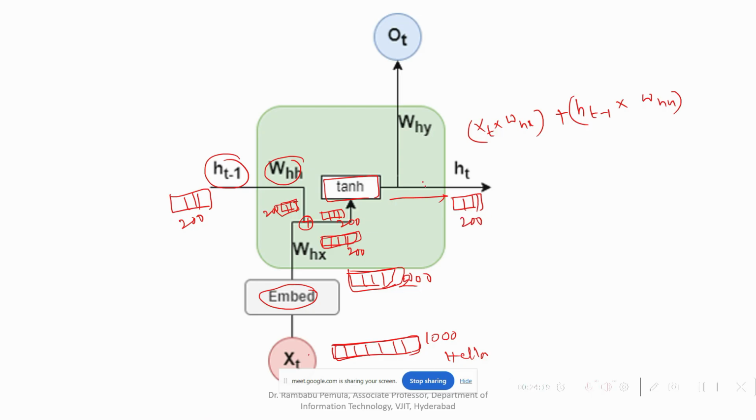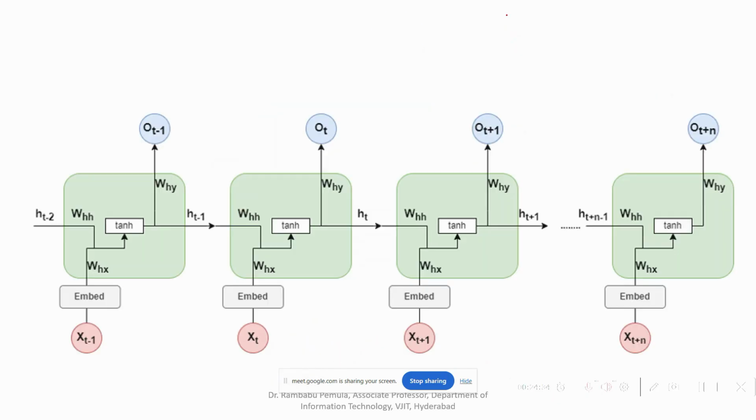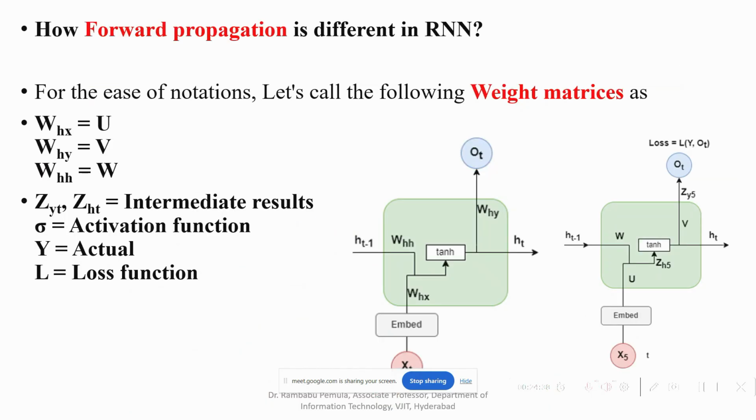Then after that, what happens now? The 200-length word is multiplied by a weight value, and we are going to get the output. Like that we are going to get the output OT. There are some formulas here, so this is the way we get the things.